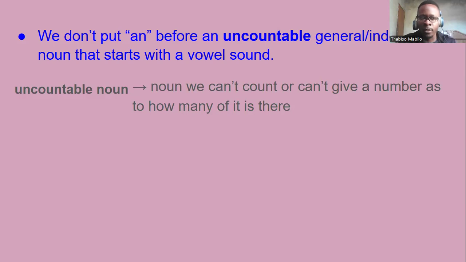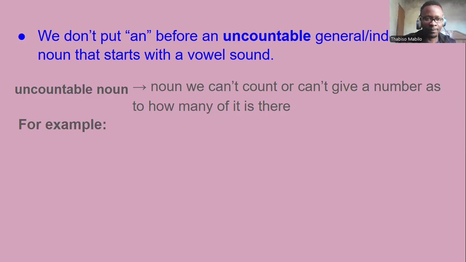But of course, I will prepare a separate lesson on countable nouns versus uncountable nouns in future. Please be on the lookout for that specific video as well. Right now, let's just finish off these articles. So we cannot put an article "an" before an uncountable general noun, even if that noun starts with a vowel sound.